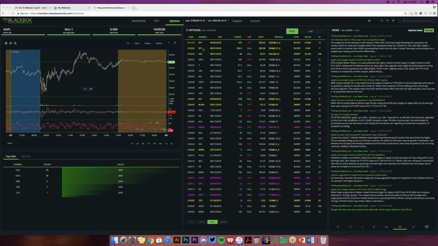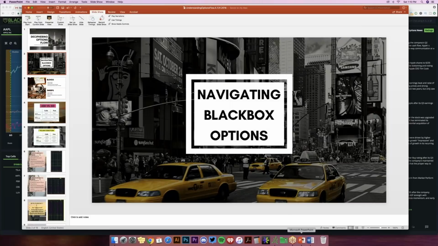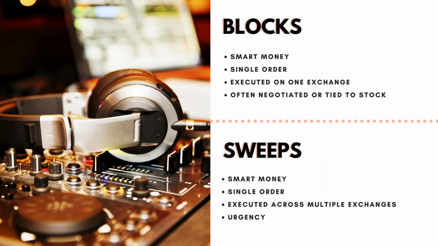Yeah, I sure will. So, hey guys, like Tim said, this is our default view, and you'll see that over here under type, we have blocks and sweeps. Now, a lot of people are not familiar with what blocks and sweeps are. So that's kind of what I want to go over with you guys. Here's where I want to start. Both are orders. These are typically smart money orders that are large. Basically, your biggest difference is that with blocks, it's going to be a single order that's executed on one exchange. They're often negotiated or tied to stock.